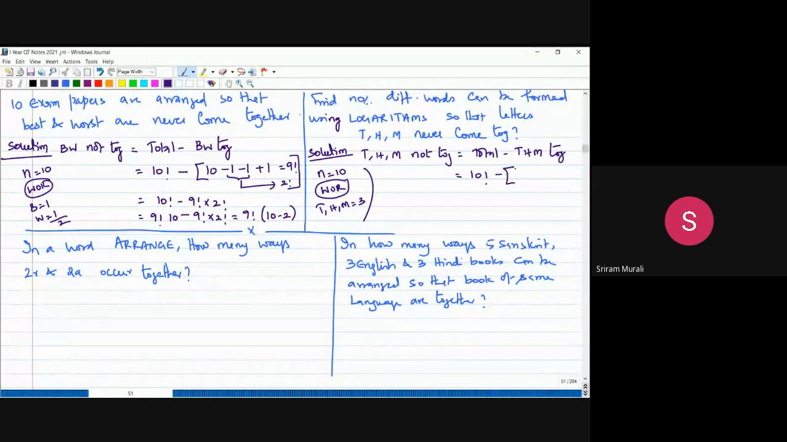Minus. Take the total 10, subtract this 3. Take them as 1 letter. So the resulting can be arranged in 8 factorial ways. This 3 itself can be arranged in another 3 factorial. So this is 10 factorial minus 8 factorial into 3 factorial. If you want, you can leave it here itself. Otherwise, you simplify.